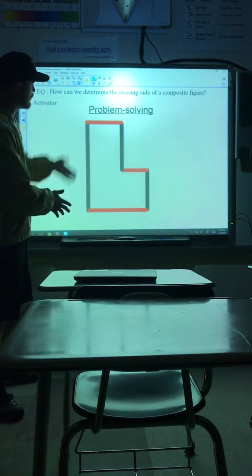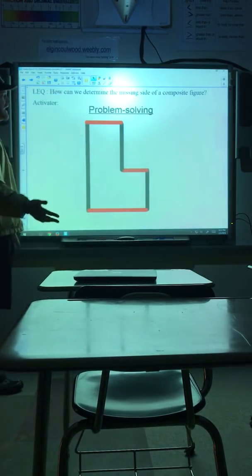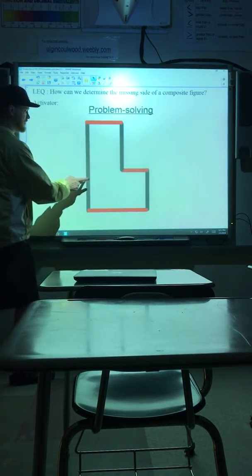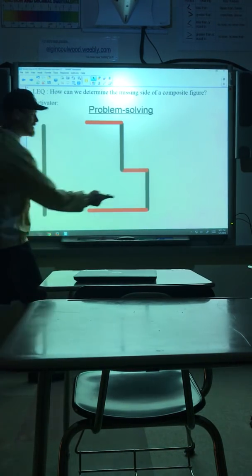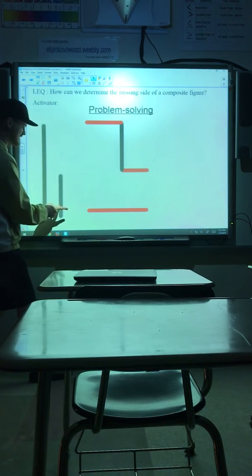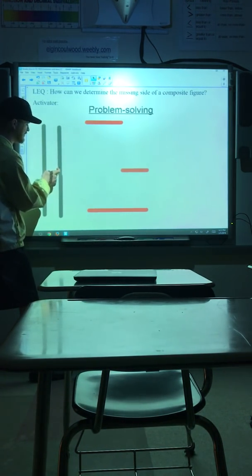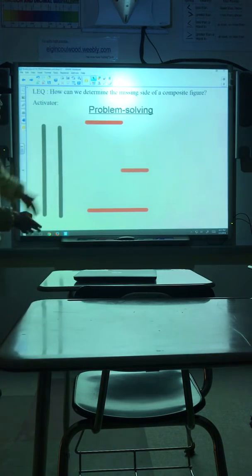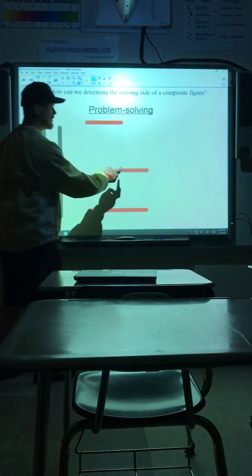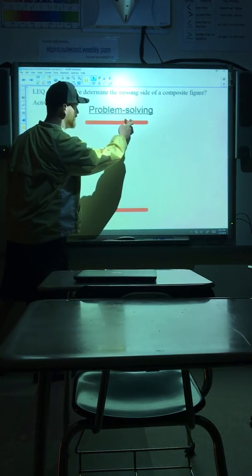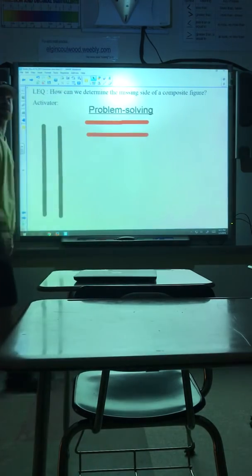Now, up here I have an L-shaped figure. I have all my vertical lines black, and all the horizontal lines are red. If we break out this longer side, we'll notice that if we pull out the smaller sides and add them together, they add up to be equal to the longer side. The same applies with my horizontal red pieces. If I add up the two smaller sides, it's going to be equal in length to the one longer side.